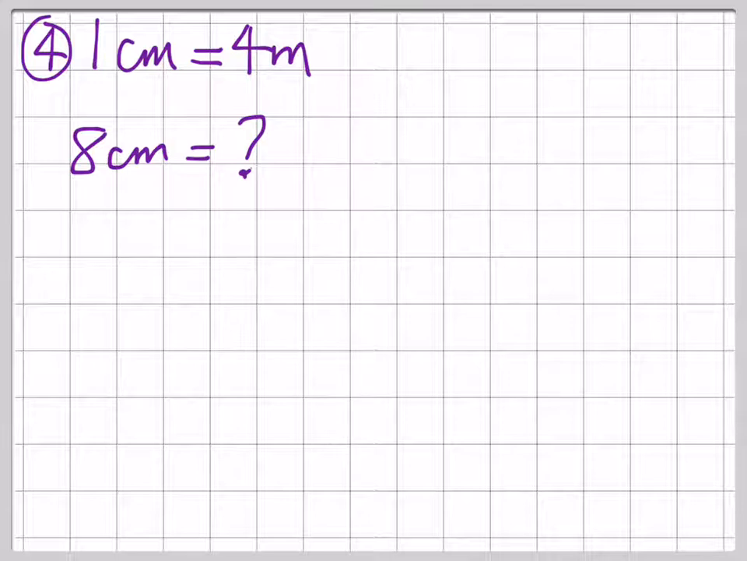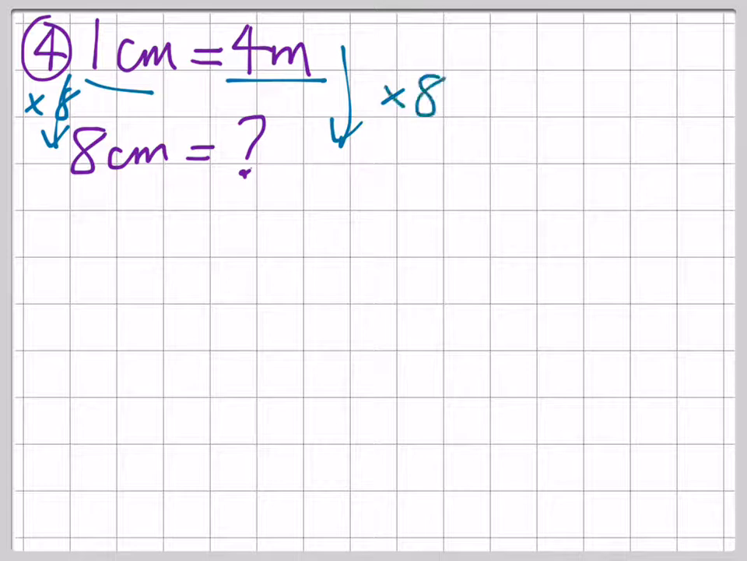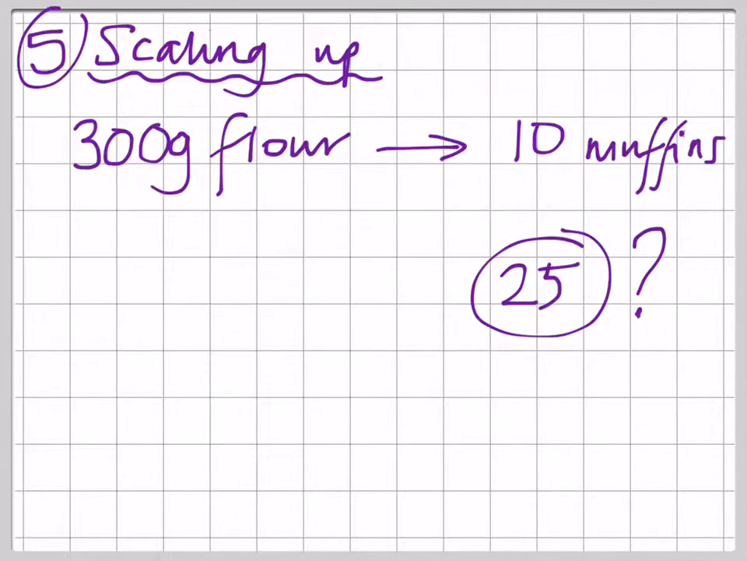Another example. On this plan, we've got 1 centimetre on the plan represents 4 metres in real life. We are told that there's an 8 centimetre line on the plan. How big would it be in real life? Well, we've made our 1 centimetre line 8 times longer, so we need to make the real life object 8 times longer. 4 times 8 will give you 32 metres.